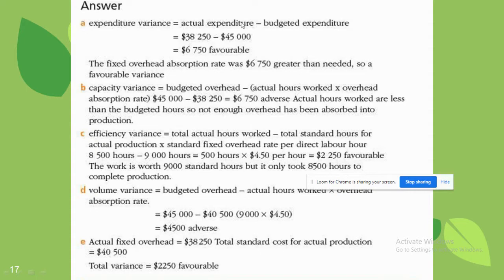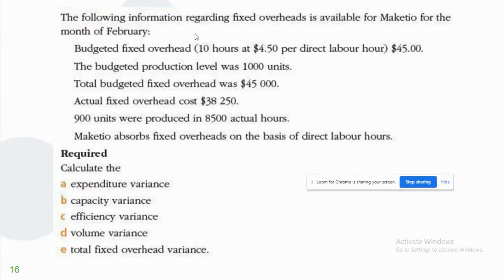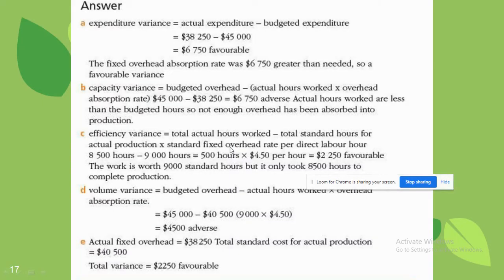So expenditure variance is actual expenditure minus budgeted expenditure. Let's go back to the question. Actual expenditure is 38,250 and budgeted is 45 times 1,000, that's 45,000. Then actual is 38,250. That means we budgeted 45,000 and we spent less. That is a favorable variance. The fixed overhead expenditure was 6,750 less than budgeted. So it's a favorable variance.